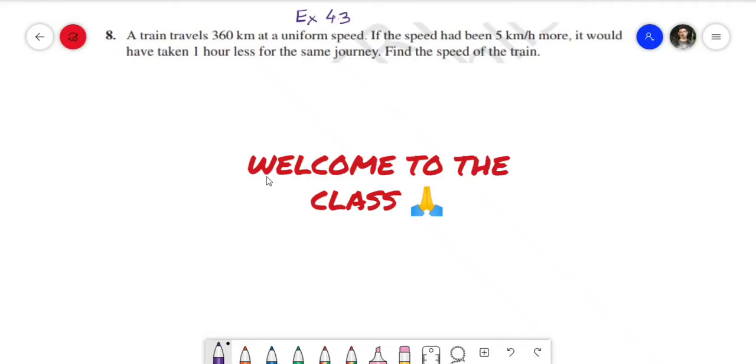Hello everyone, welcome back to the class, and now we'll do question number 8 from exercise 4.3. So without wasting time, let's read the question.